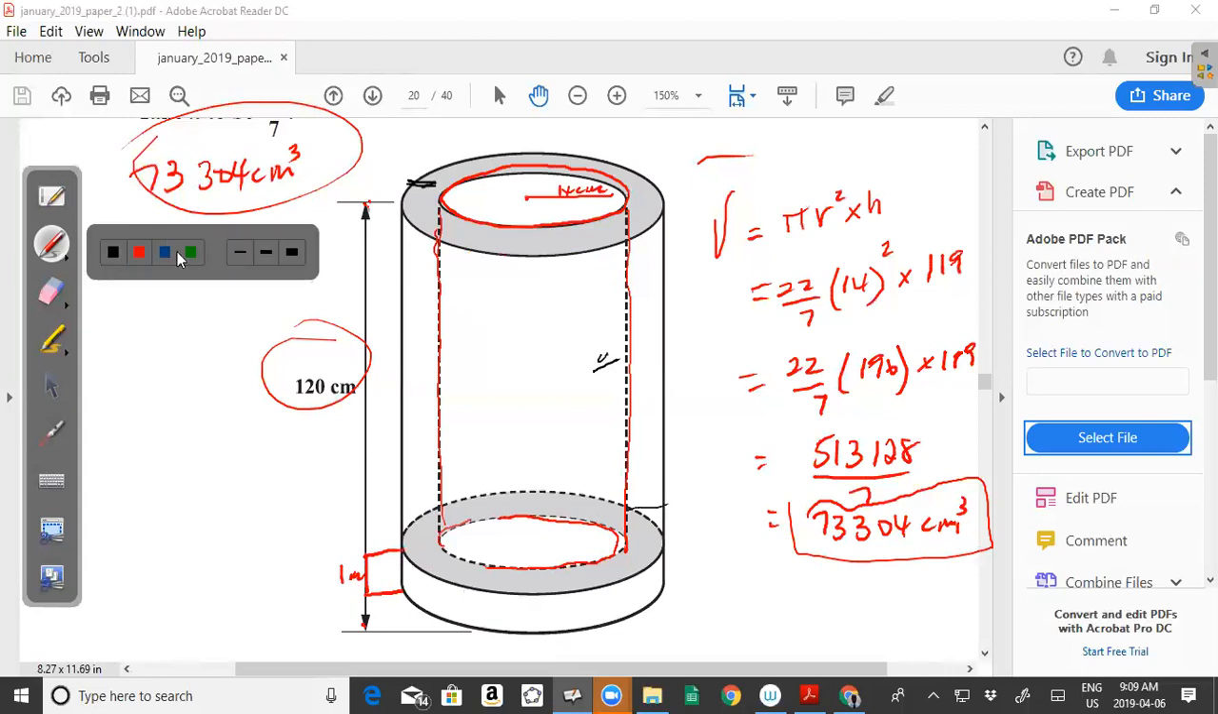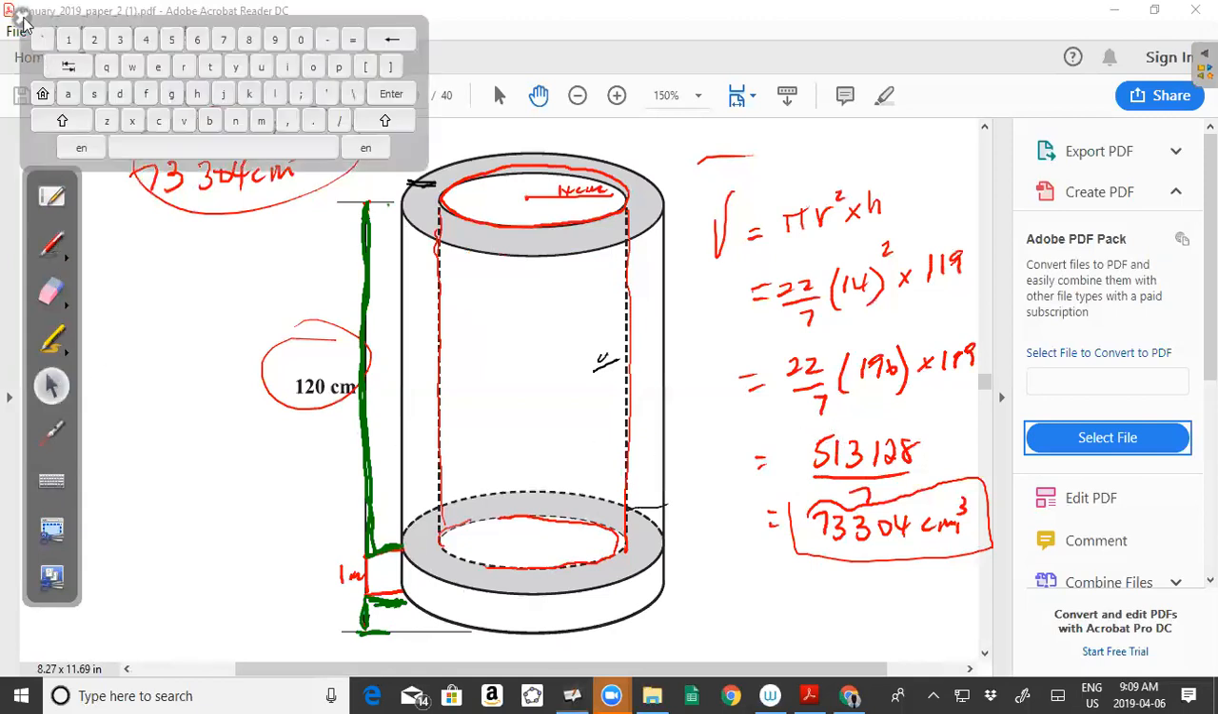So we want to calculate the height from the top to right here. Stop there, okay? That's supposed to be the height. But what is given to us is 120, which represents the height from the top to the bottom, right down to the bottom. And so we have to subtract that 1 centimeter thickness from the 120 that gives us 119. All right, so let's move on.